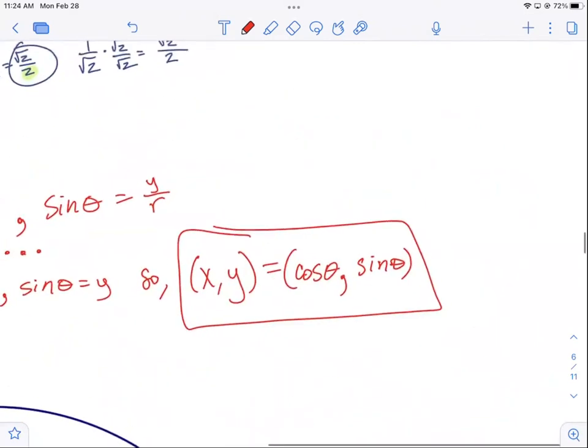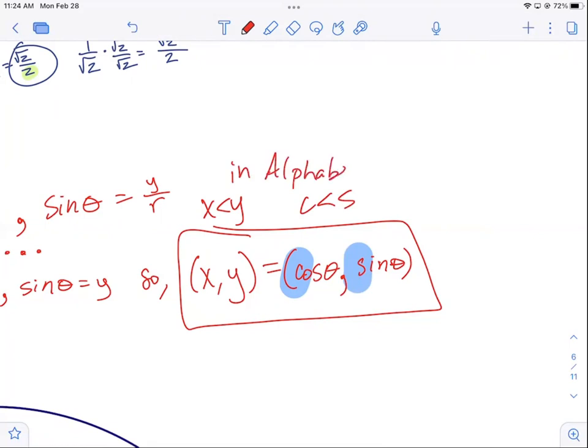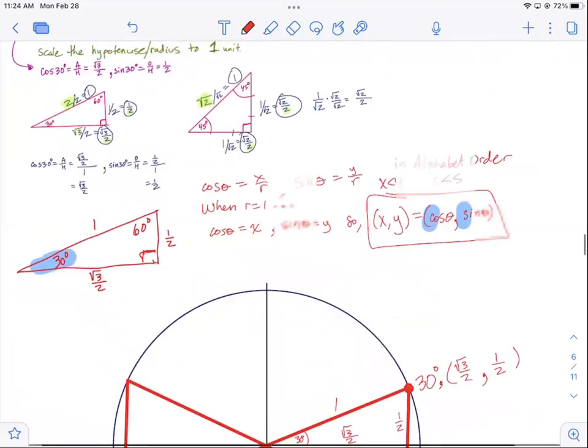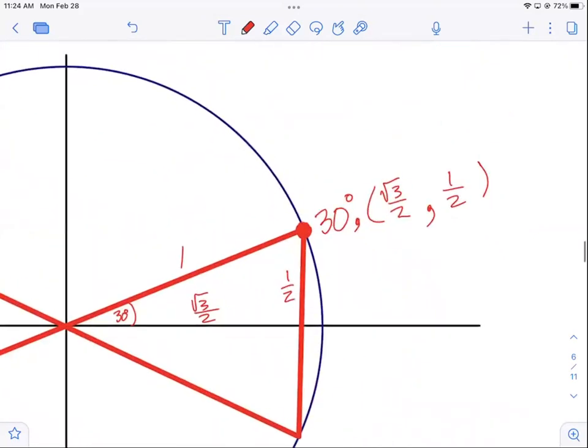Now, it's pretty easy to remember this because x comes before y in the alphabet. C comes before S in the alphabet, right? X is less than y, and C is less than S in the alphabet order. So if you can't remember sine y, you can just remember, oh, the cosine is the x because C comes before S, and the sine is the y because S comes after C, right? The alphabet order, alphabetized. That's awesome.